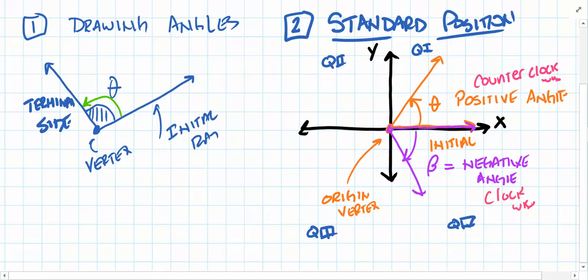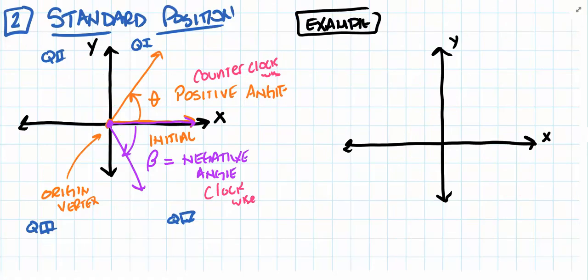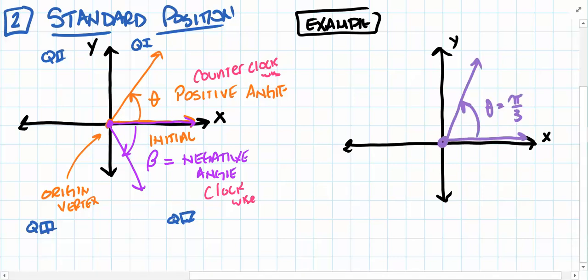Okay, as an example, here's what I'd like you to do. I would like you to draw for me an angle of pi over 3 in standard position. Draw that for me right now as an example. Okay, that right there is an angle of pi over 3 in standard position. It's a 60-degree angle, so it should look pretty close to a 60-degree angle. It should definitely be in quadrant 1, and it should be more than 30 and more than 45 degrees. Fair enough?